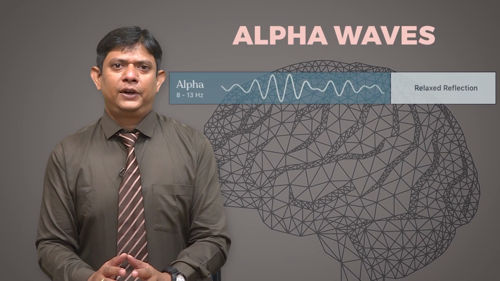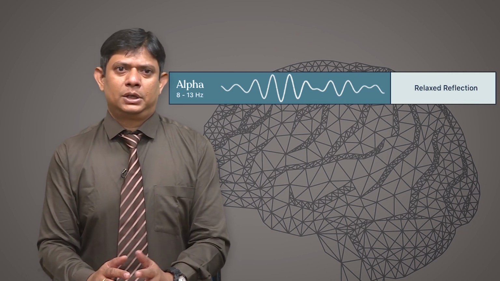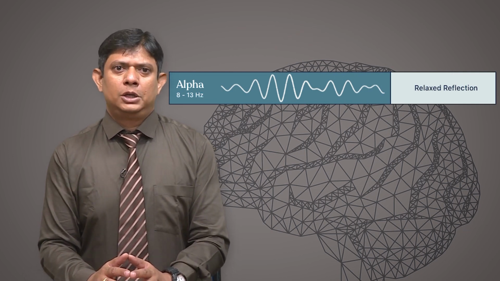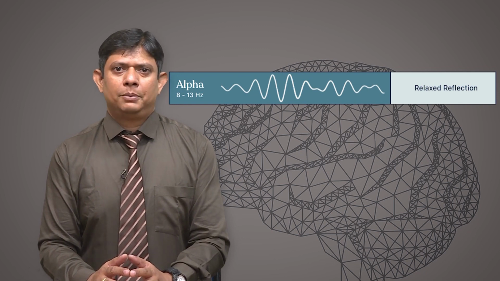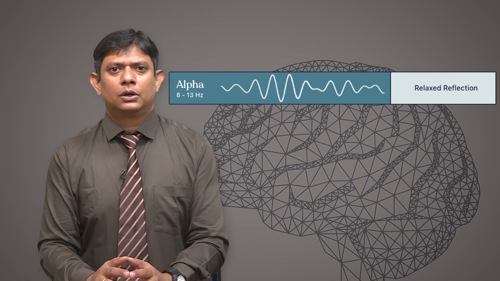Alpha waves: its frequency ranges from 8 to 13 cycles per second. Alpha waves are typically observed when a person is awake but in a relaxed state with closed eyes. They are often associated with a calm and peaceful mental state. Alpha waves are commonly present during states of meditation, deep relaxation and daydreaming.